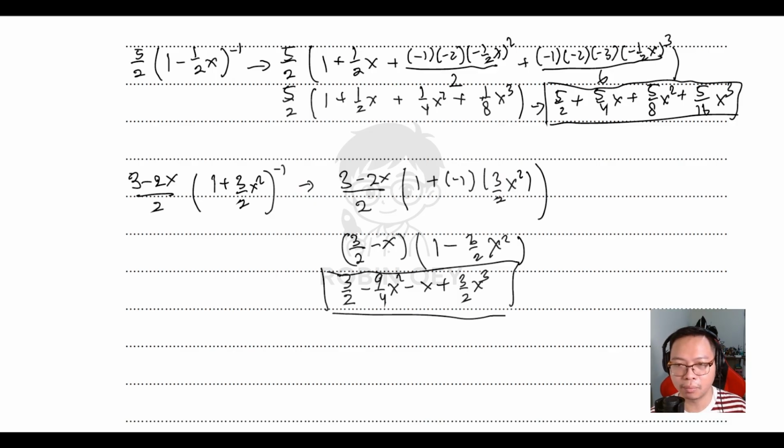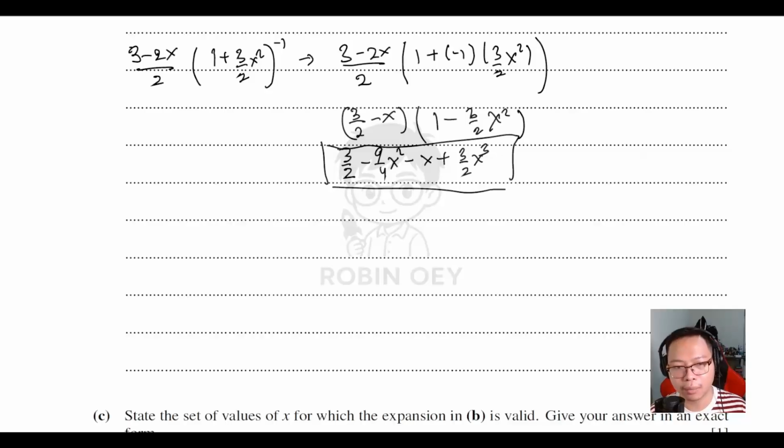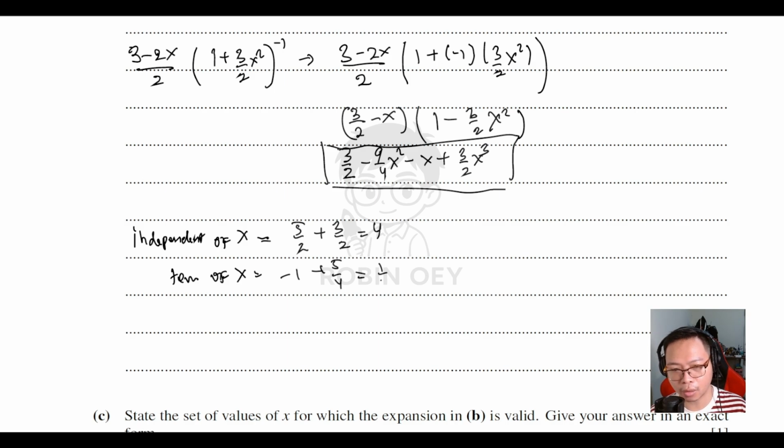So let's combine everything for term independent of x. That would be 5 over 2 plus 3 over 2, that is 4. Term of x, we have negative 1 plus 5 over 4, that would be 1 over 4x. Yeah, so if you want to put x here, it's okay.